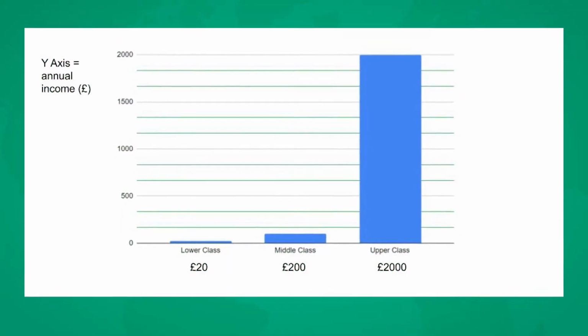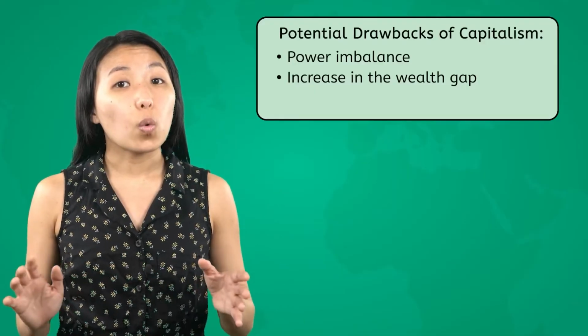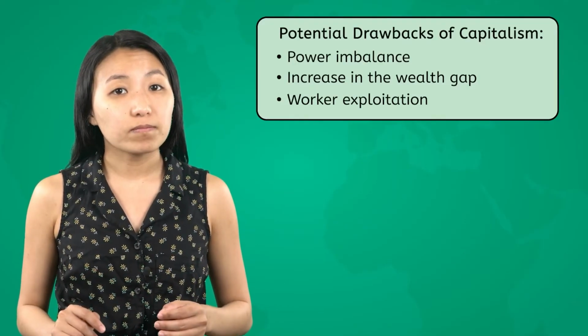You may recall this graph, which shows the vast difference between working-class English and upper-class business owners who earned wages over 100 times higher. As capitalism aimed to increase profit, factory owners sought ways to increase their own wealth, often at the expense of others. Between the power imbalance and the increasing wage gap, the early capitalist system resulted in worker exploitation.